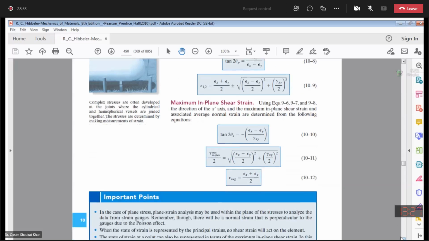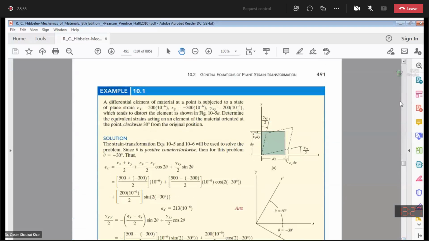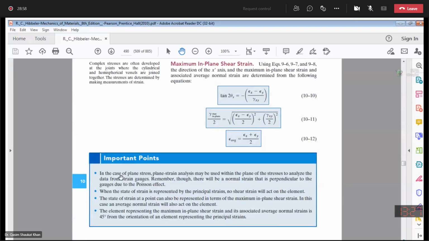So there are a few important points which need to be kept in mind. First one, in case of the plane strain, the analysis may be used with the plane of the stresses to analyze the data from the strain gauges. Remember though, there will be a normal strain that is perpendicular to the strain gauges due to the Poisson's effect. Now, let me explain this.